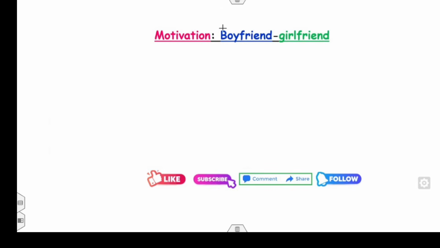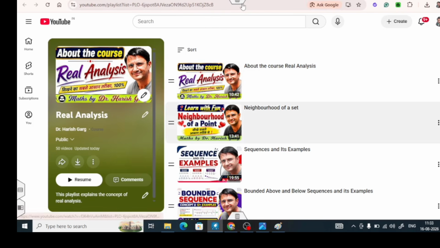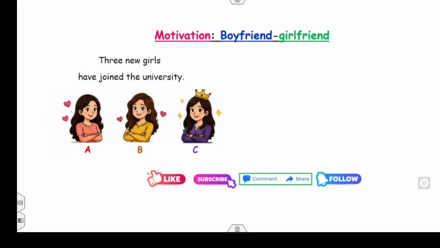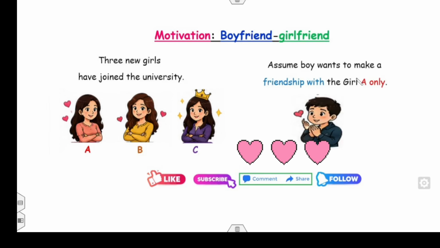We will cover the same example related to the boyfriend and girlfriend which we covered in the last lecture on the neighborhood of the set. So as we discussed, assume there are three girls who have joined the university: A, B and C. And every boy wants to make a friendship with them. So consider one boy who wants to make a friendship with the girl A.